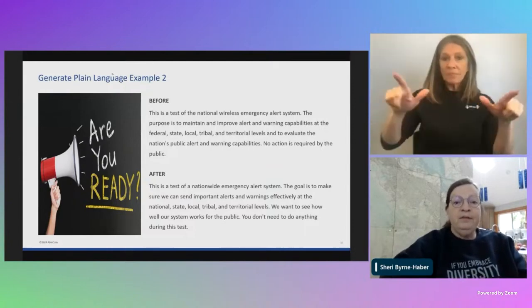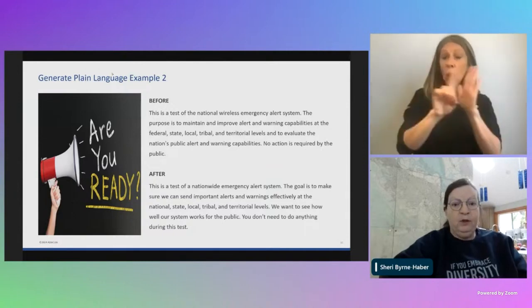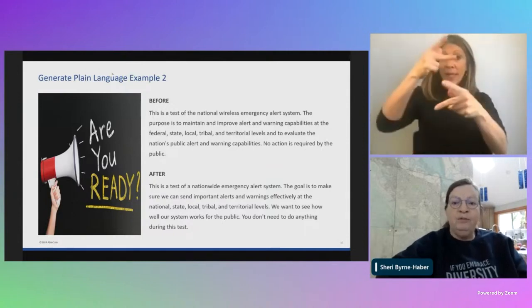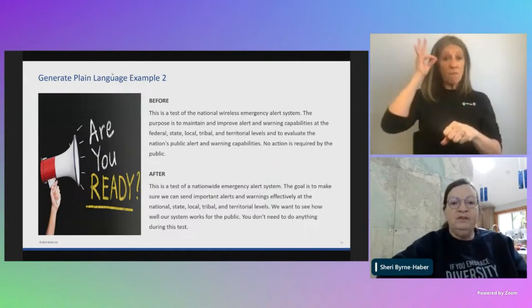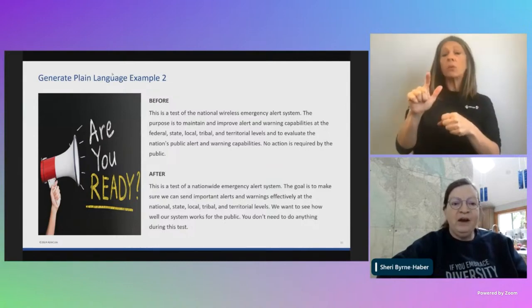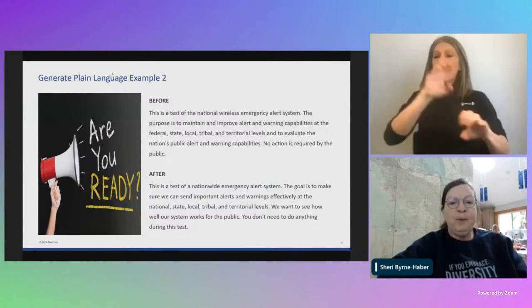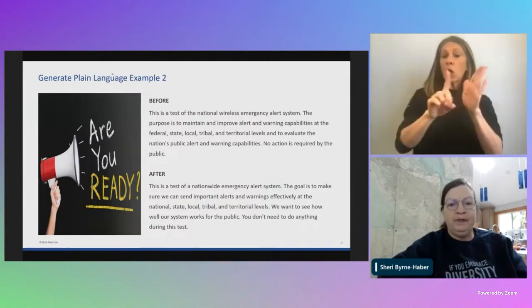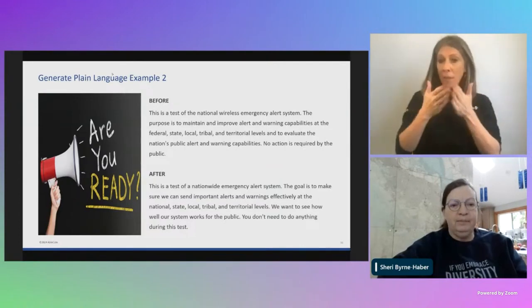And it said, "This is a test of the National Wireless Emergency Alert System. The purpose is to maintain and improve alert and warning capabilities at the federal, state, local, tribal, and territorial levels, and to evaluate the nation's public alert and warning capabilities. No action is required by the public."